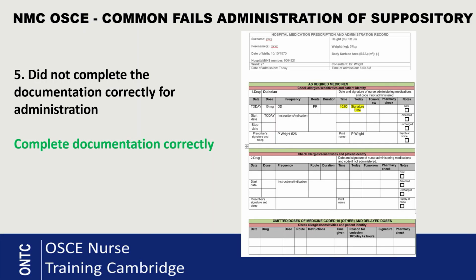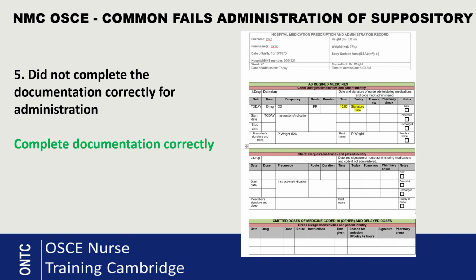Moving on to the next one, did not complete the documentation correctly for administration. So that's a big one and a very common one. If you're giving a medication, you need to complete it correctly on your medication chart. So say we give it as required, so you need to make sure for as required you add the time, because the time slots will not be there for as required, because it's only as required. So what is the time you're giving, which is in front of your chart.